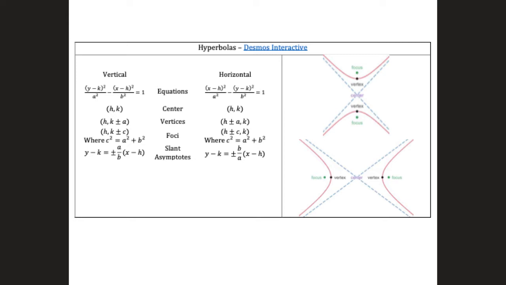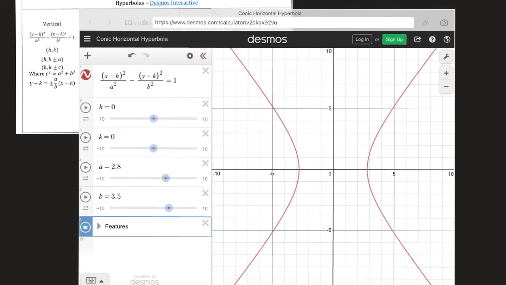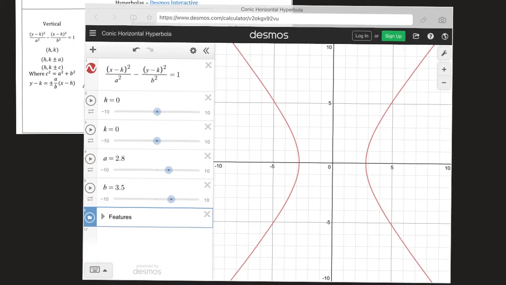Let's take a look at the interactive and we'll see how this works. It's important to understand there's two different orientations, and based on the orientation of the graph, we're going to find the features slightly differently. The first thing that I want to show you is the basic shape of the hyperbolas. They look kind of like parabolas, and there's two of them. They can be horizontally oriented like the one I have here, or vertically oriented where the two parabolas are on top of each other.